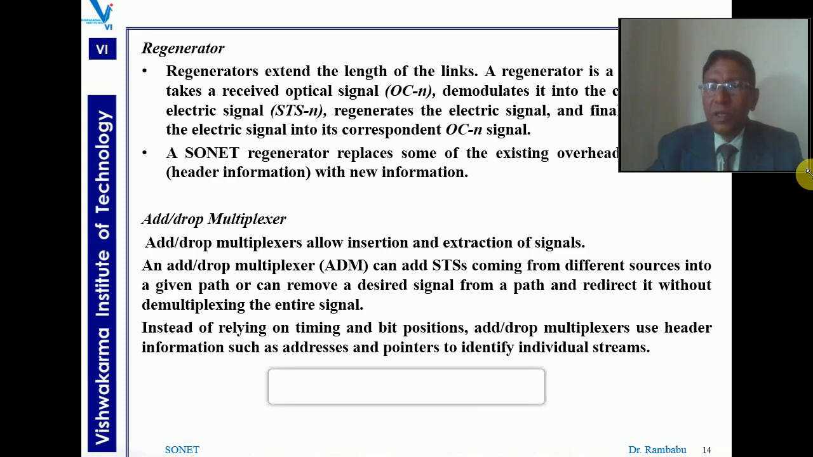The add-drop multiplexers allow the insertion and extraction of signals from the optical cable network. An add-drop multiplexer can add STSs coming from different sources into a given path, or it can remove a desired signal from the path and redirect it without demultiplexing the entire signal.